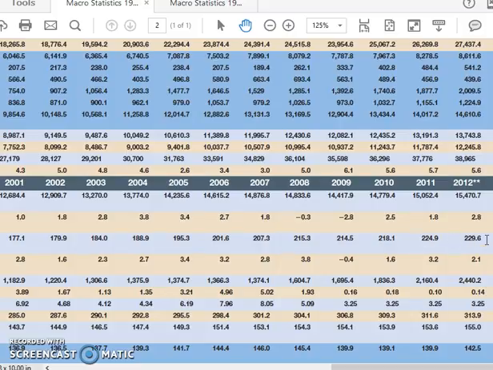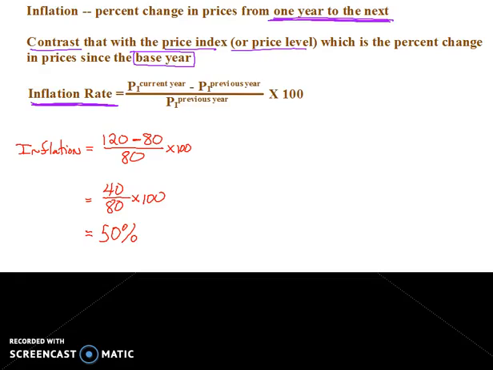But now let's calculate the rate of inflation. The rate of inflation is the percent change in prices from 2011 to 2012. So we've got to keep these numbers in our heads. In 2012, the price index was 229.6. In 2011, it was 224.9. So let's go back to our chart and calculate the rate of inflation from 2011 to 2012.